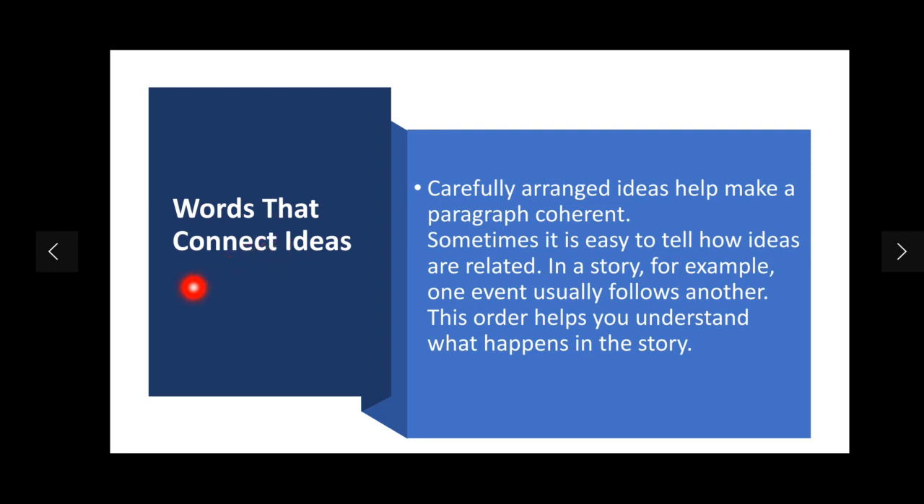Words that connect ideas. We are talking about transitional words now. Carefully arranged ideas help make a paragraph coherent. Sometimes it is easy to tell how ideas are related. In a story, for example, one event usually follows another. This order helps you understand what happens in the story.